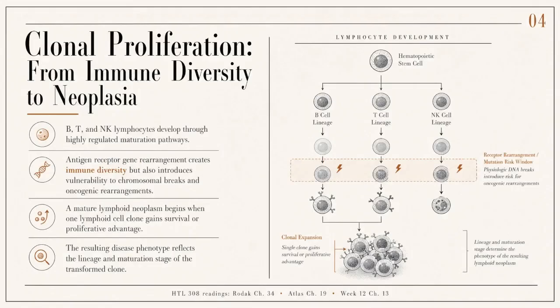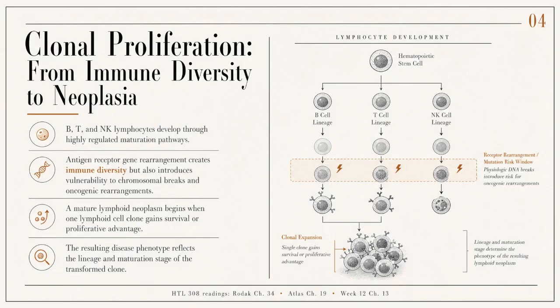Lymphoid cells, comprising B cells, T cells, and natural killer NK cells, undergo a highly orchestrated series of gene rearrangements during their development. This somatic recombination of variable V, diversity D, and joining J gene segments is fundamental to creating the vast repertoire of antigen receptors necessary for adaptive immunity. From a histotechnologist's perspective, this molecular choreography is not just an abstract concept. It directly impacts how we approach specimen triage, fixation, staining, and ancillary testing.